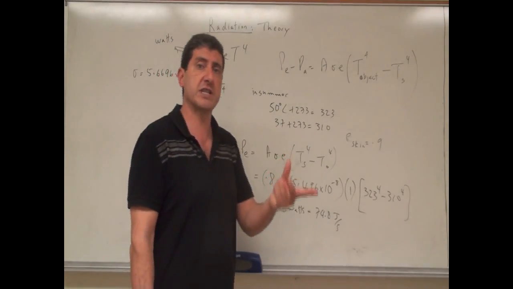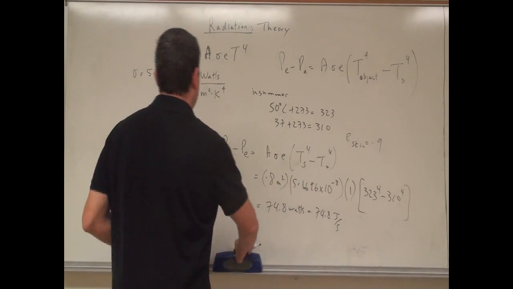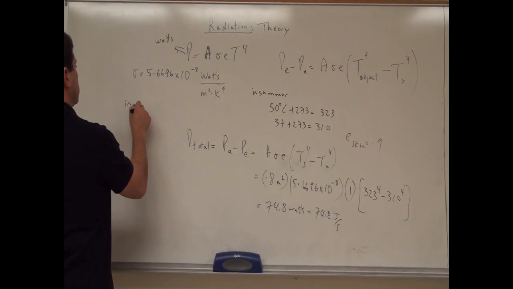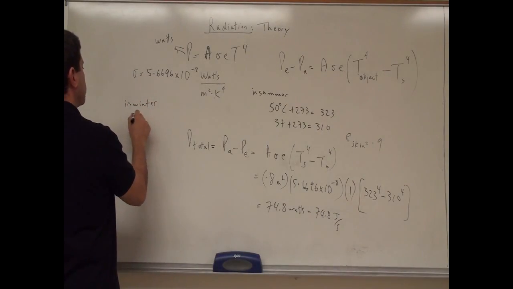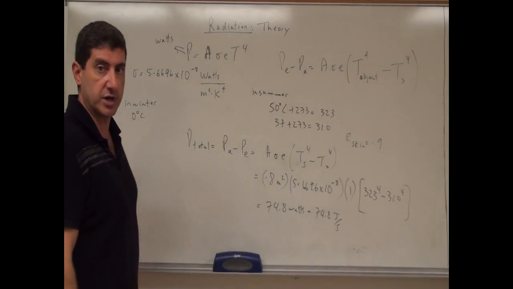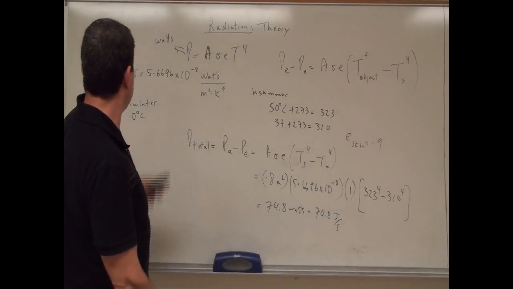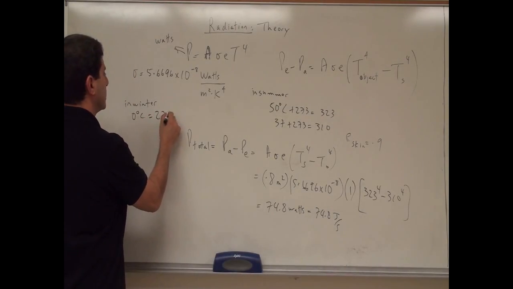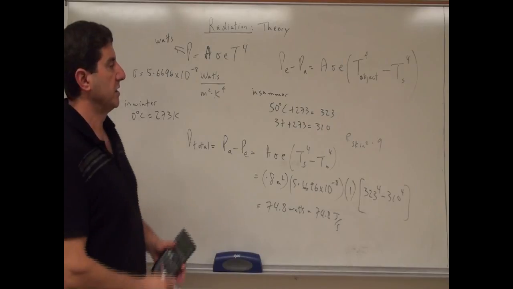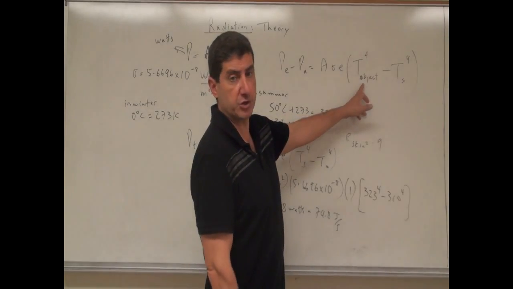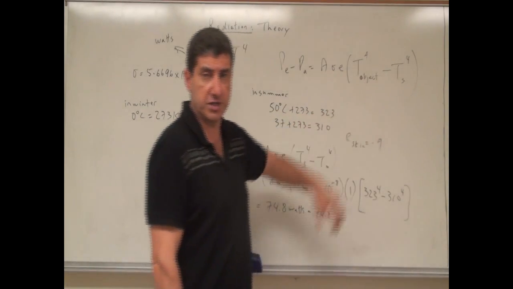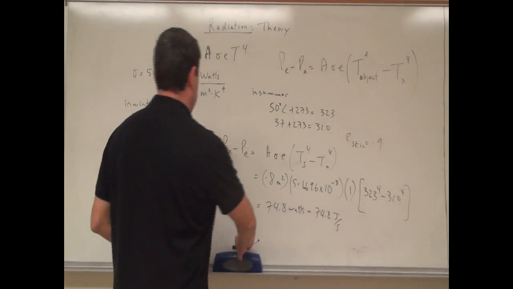Well, in the winter, what's going to happen? The opposite. So in the winter, let's say on a really cold day, let's say it's 0 Celsius outside. 0 Celsius is equal to 273 Kelvin. So then your temperature is going to be still the same, 310 Kelvin. So then what's going to happen?